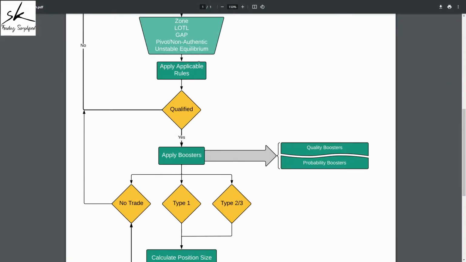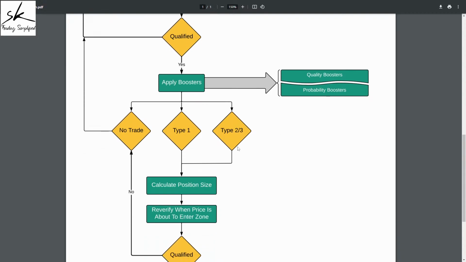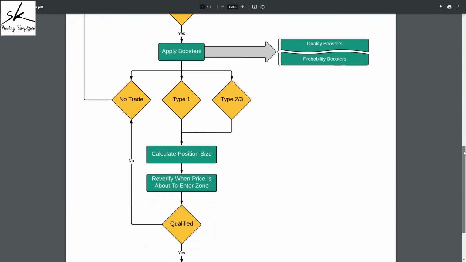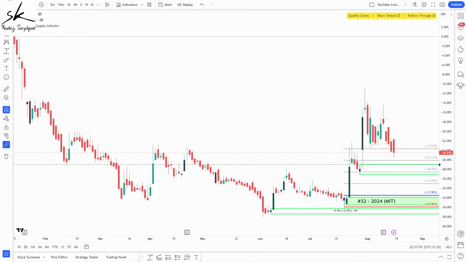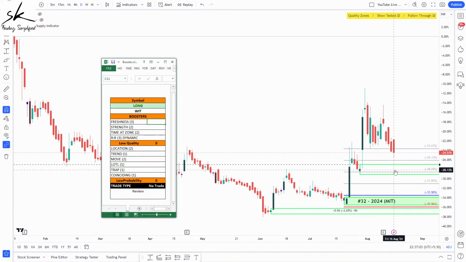All right, so coming back to these conditions, we have already looked into these conditions. Now what we need to do next is apply the boosters. So let's apply the boosters. The very first one is freshness. The zone, oops, just give me a second. The zone is definitely fresh. We'll give it a score of 3.